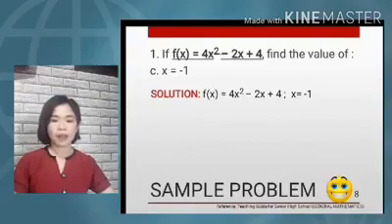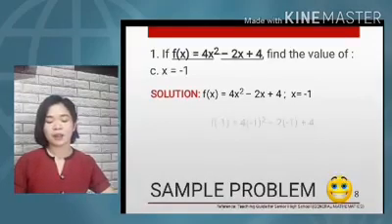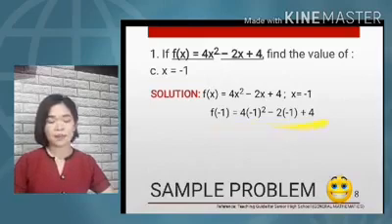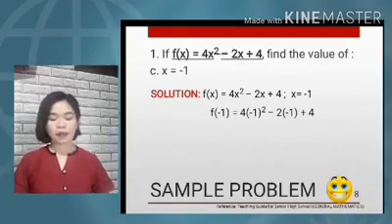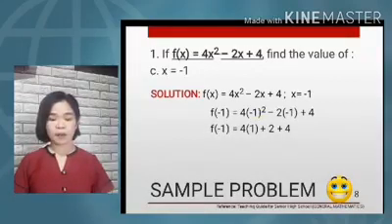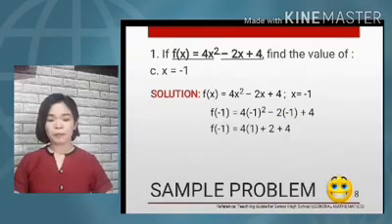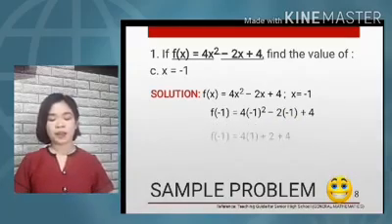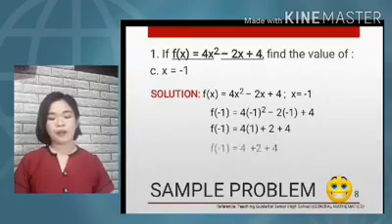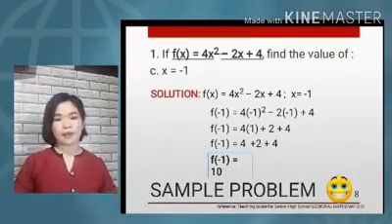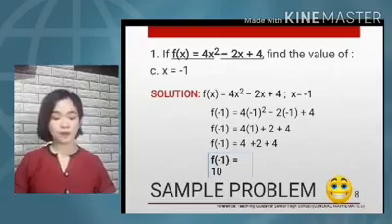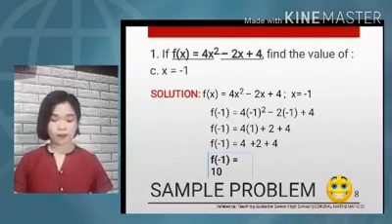So the new equation will be f of negative 1 is equal to 4 times the quantity of negative 1 raised to 2, minus 2 times negative 1, plus 4. So that will be negative 1 quantity squared is equal to positive 1. And then negative 2 times negative 1 is positive 2. Bring down positive 4. So that is 4 times 1 plus 2 plus 4. So that is equal to 4 plus 2 plus 4, which is equal to 10. Therefore, f of negative 1 is equal to 10. Simple, right?